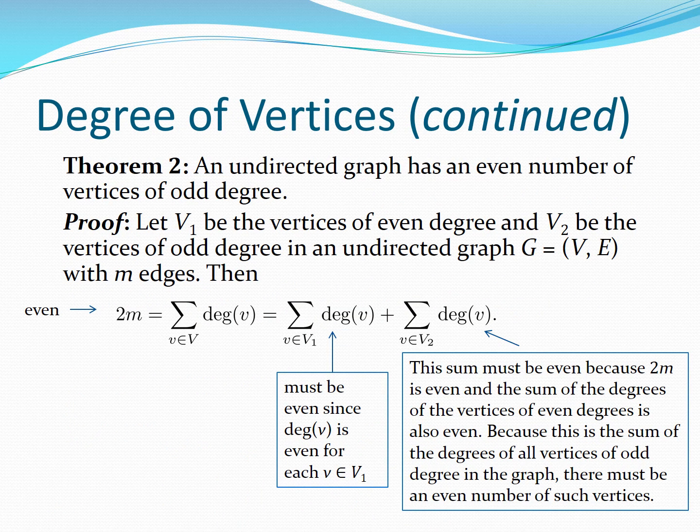Let's take a look at the second theorem in graphs. What does it say? It says that if you have an undirected graph, then you can only have an even number of vertices of odd degree. You can only have an even number of such vertices which have an odd degree. Let's see how to go ahead and prove that.